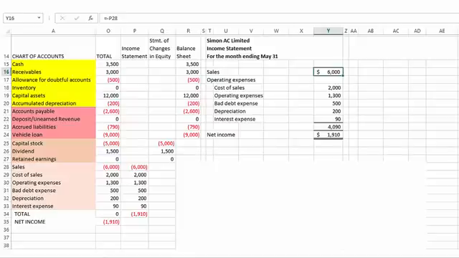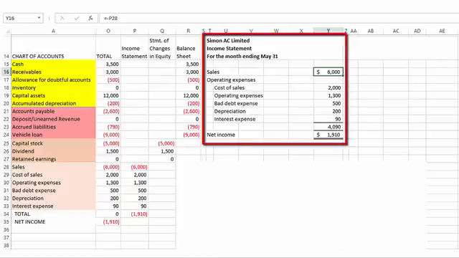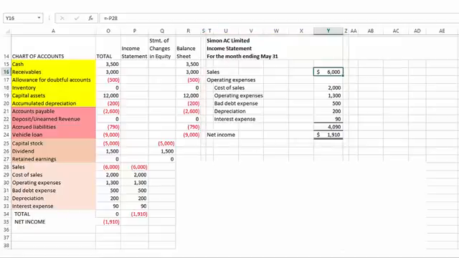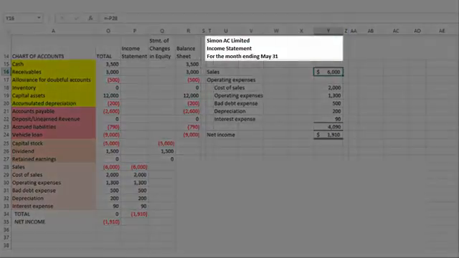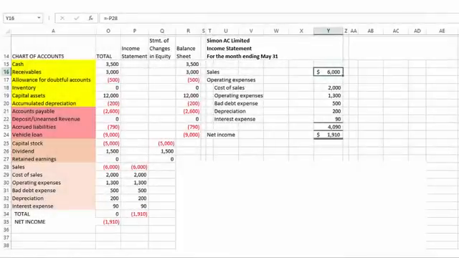As we discussed earlier, I would suggest that you start drafting from the bottom up, and that is from the income statement, which will lead into the statement of changes in equity, which will in turn lead into the balance sheet. So, to begin this, let's put on a proper header, which should include the company name, the statement name, and the appropriate reporting period, which in this case is for the month ending May 31st.